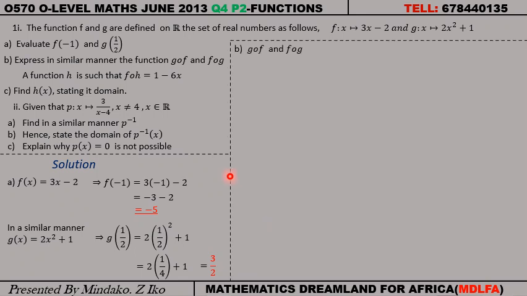So we are going now straight to the b part. The b part is expressed in a similar manner: the function g of f and f of g. So please, this order here is very important. I will tell you why this order here is very important.